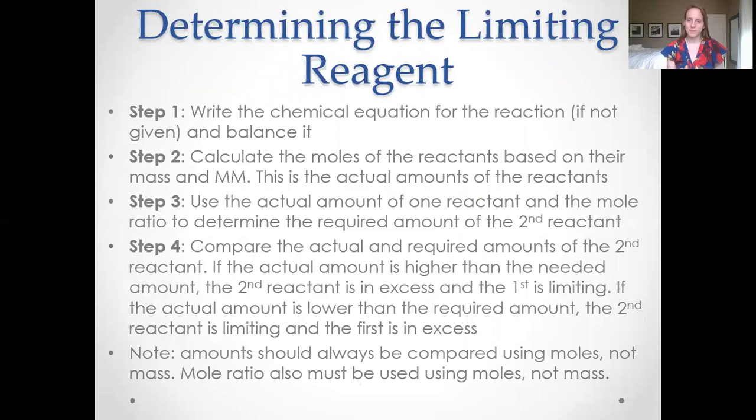So these are your steps for determining which reagent is limiting. You will write and balance a chemical equation. You will find the moles of both reactants using moles equals mass over molar mass. You will then use the mole ratio to figure out the moles of one of the reactants that you would need to use up all of the moles of the other reactant.